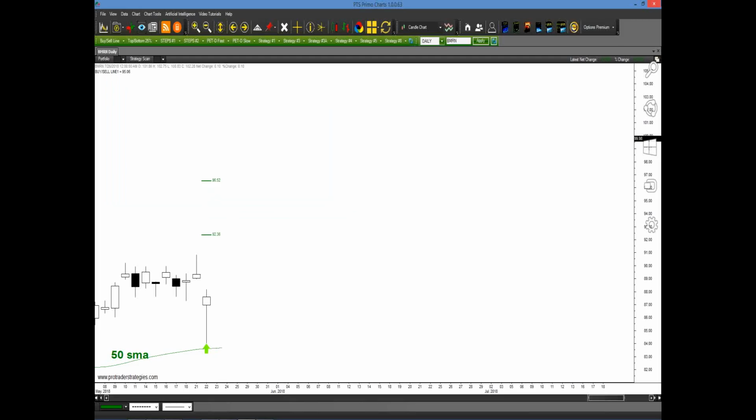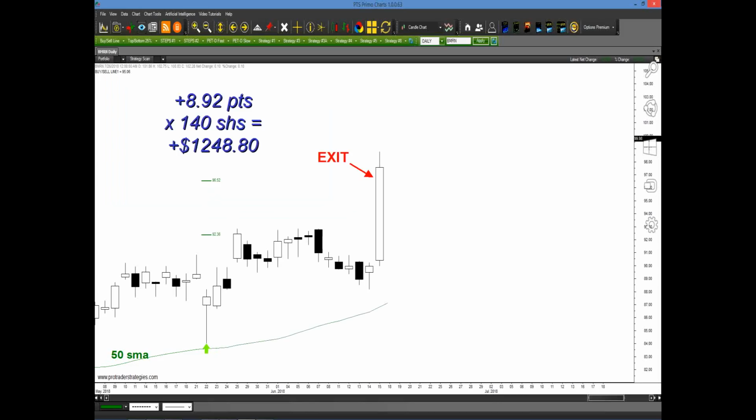We have everything protected. We have our stop in there. We have our exits in there. We know how many shares we purchased. It's simple. We just sit and wait like fishing. You cast your line and then you wait to see what happens. And in about a month or so, you would have exited at level number 2 for a nearly 9-point gain. You had 140 shares. You made over $1,200 in about a month. Not a bad trade, okay?